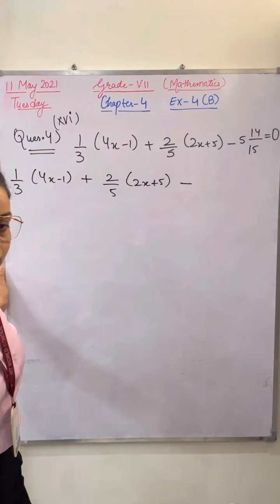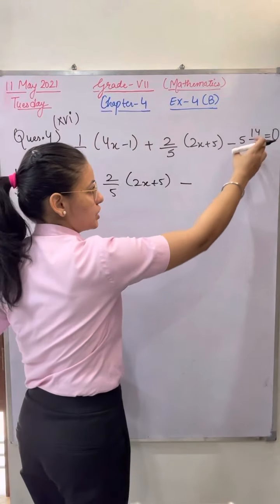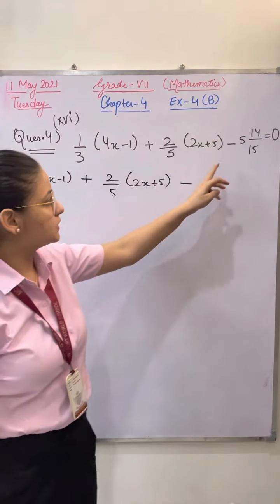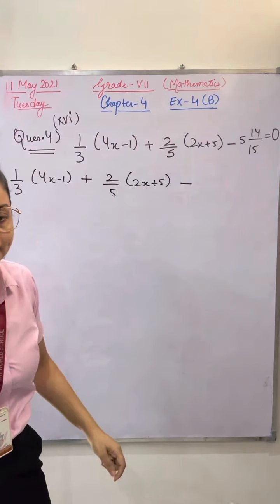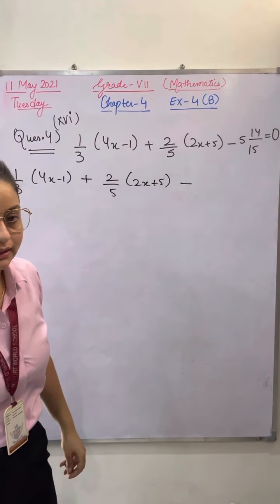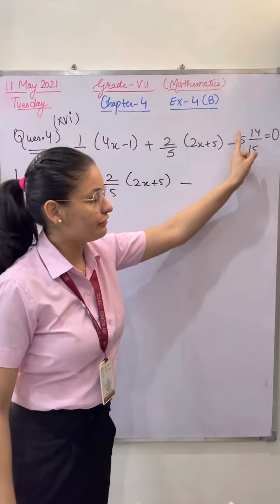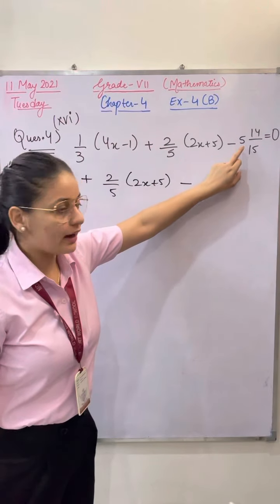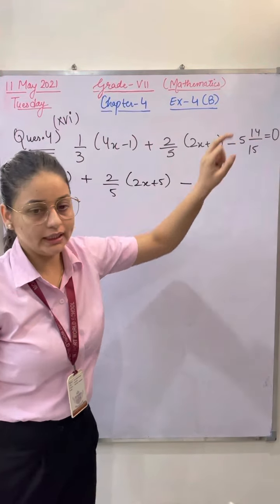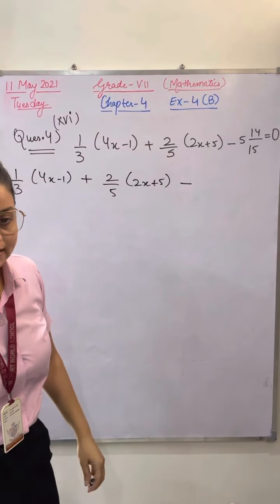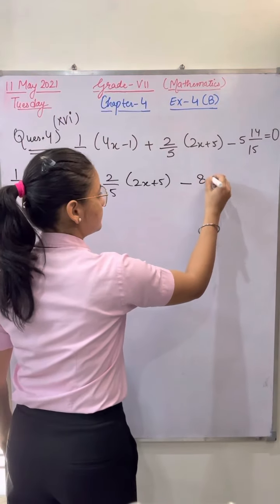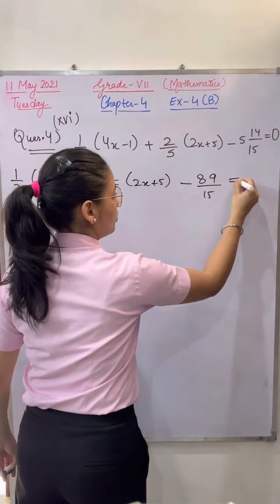So you have to open this mixed fraction into the fraction quickly. What will be the answer? 15 5s are plus 14. Yes, 89 by 15. 89 by 15 is equals to 0.